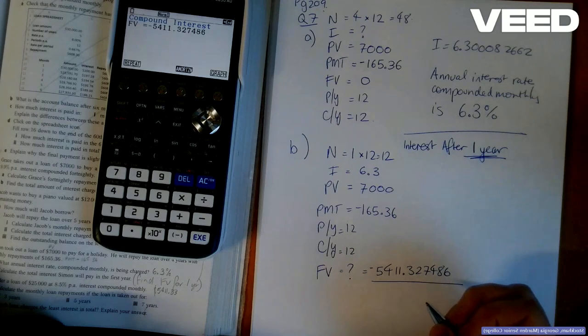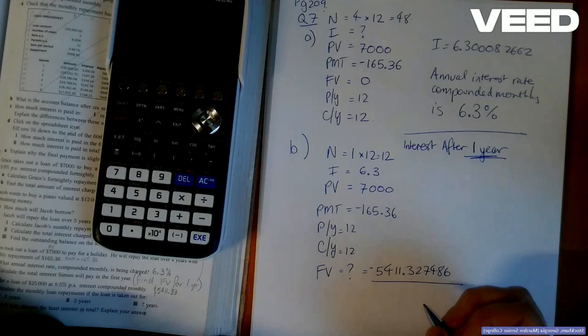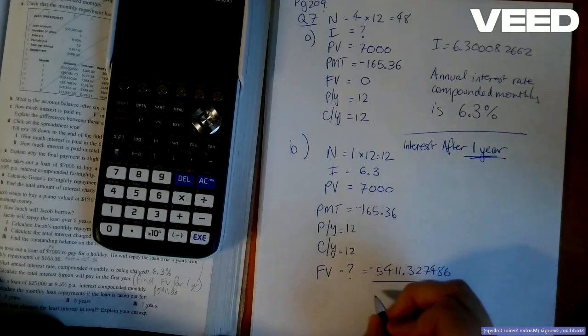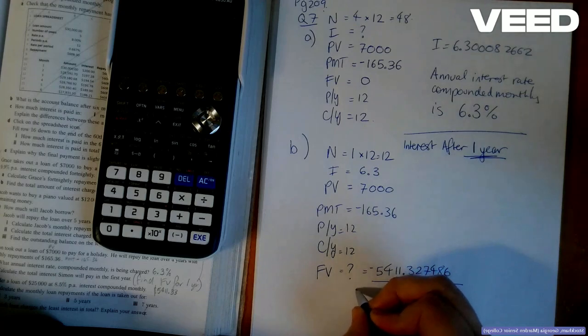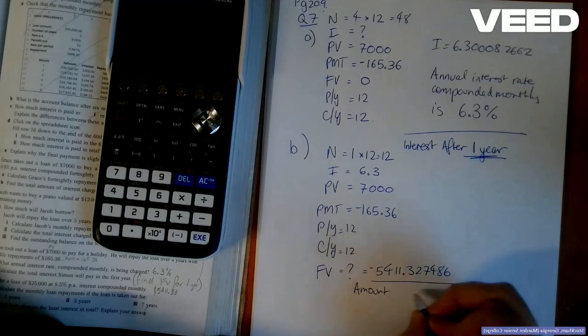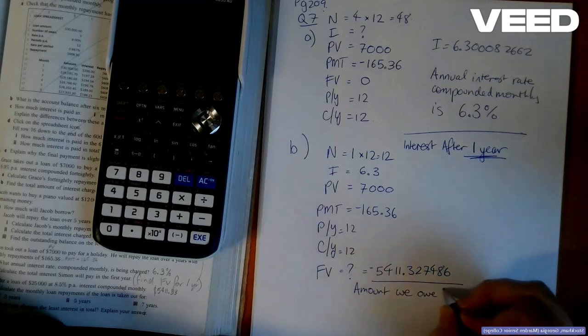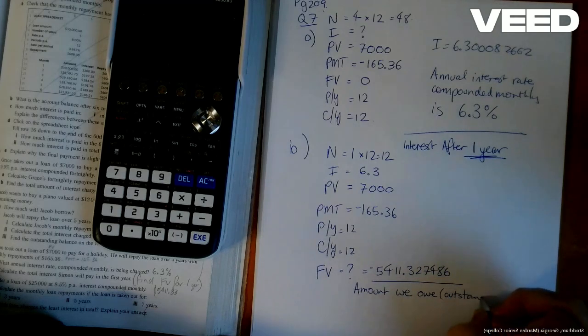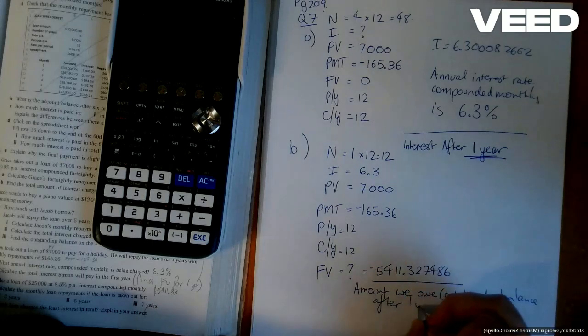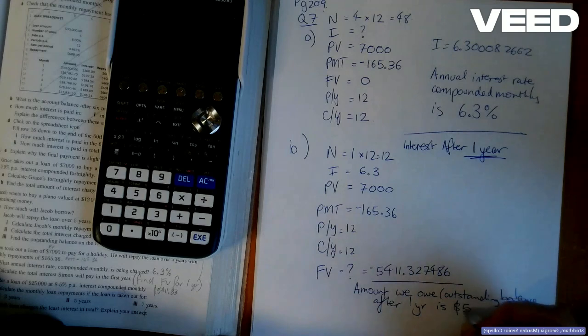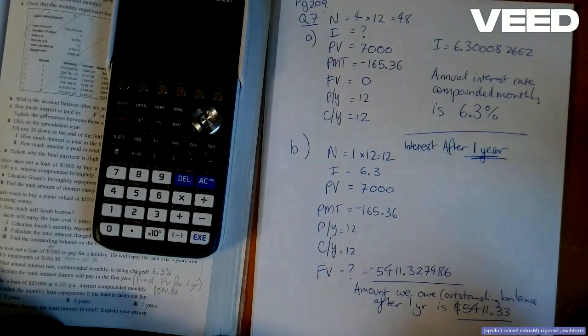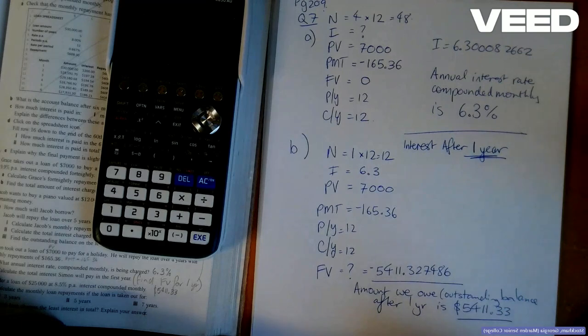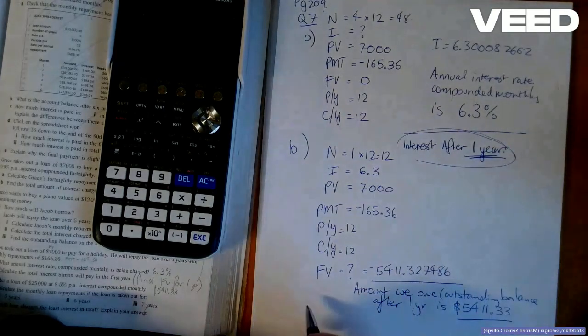Have I written something down wrong? No, that's all good. So the amount we owe, we could call it the outstanding balance, after 1 year is $5,411.33 at this point. Now what we want to do is work out the interest paid after 1 year. So that's what we're looking for at this point.